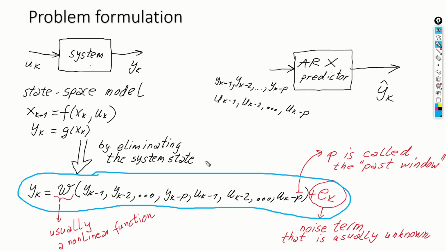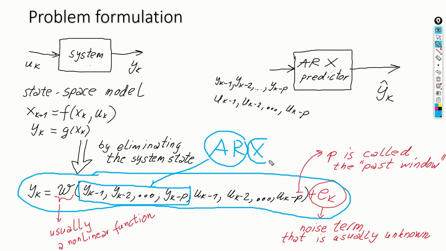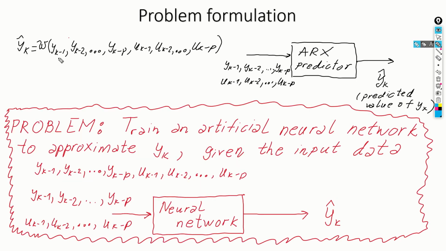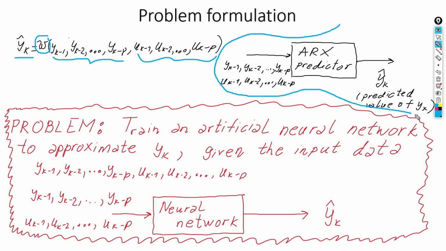Now, if we analyze the name ARX, or AutoRegressive with exogenous input signals, the AR part corresponds to this part over here, to past system outputs. And the exogenous part corresponds to external system inputs. If we know this nonlinear function, and if we know the past system outputs and inputs, we are able to predict the system's output at the time instant k. This is shown by the following block diagram.